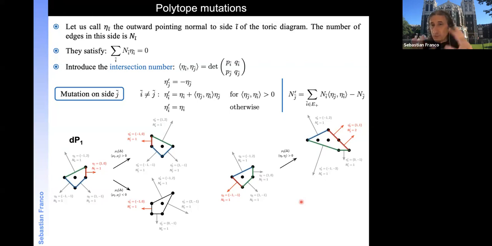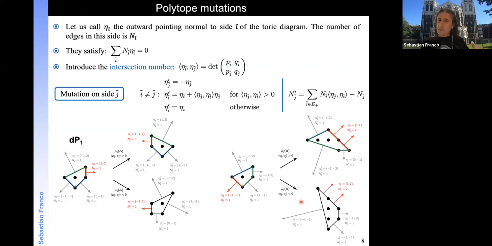It also changes the genus, it changes many things, like the number of internal points. And if you change the edges that have negative intersections, you also have the same polytope up to SL2C transformation. Right? Question so far?